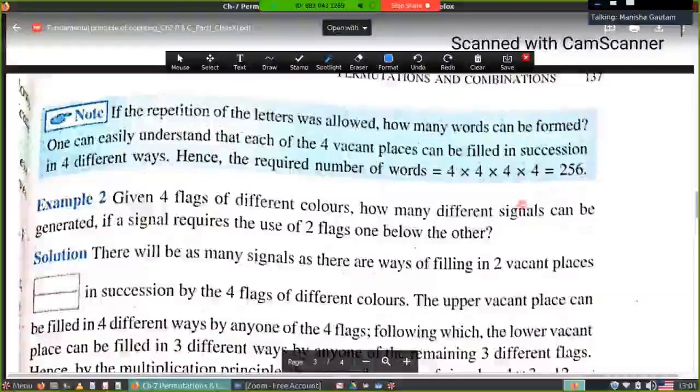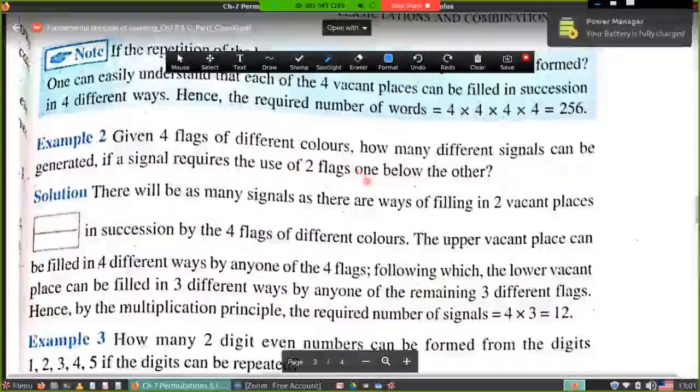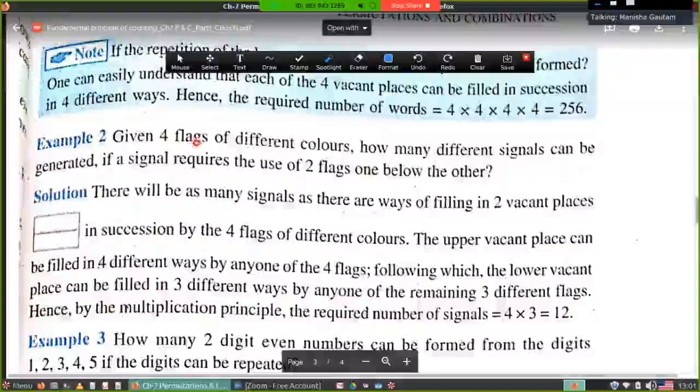Now example number second. 4 flags of different colors are given. How many different signals can be generated if a single signal requires the use of 2 flags, one below the other? It means 4 flags in total are given to you. You have to take only 2 flags and make the signal. 2 flags can be taken. The condition is what? One below the other. You can take any 2 flags, and all flags are of different colors.